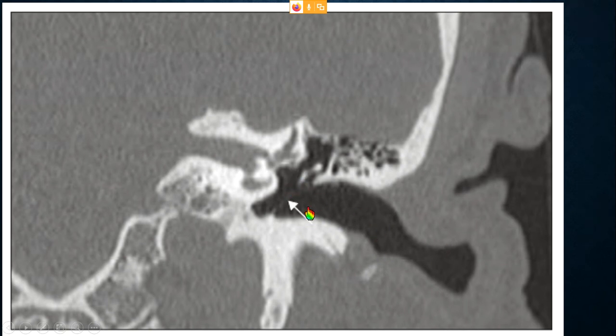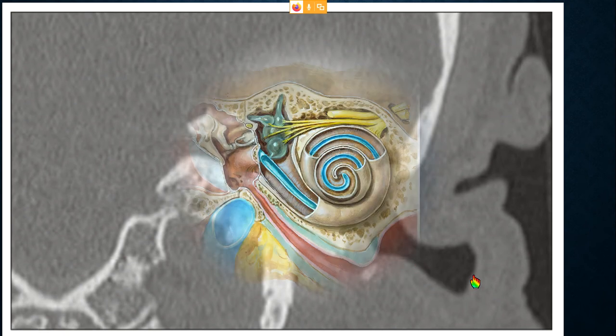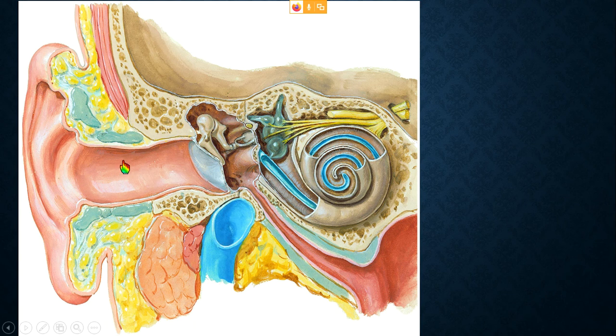Externa, intermedia, and interna. Okay, so the pars externa is directed upwards, forwards, and medially. Let me show you this diagram now. Yes, moving to the external acoustic meatus. In the external ear we have seen the external ear or auricle or pinna, then the external acoustic meatus. Now we are discussing this particular part.